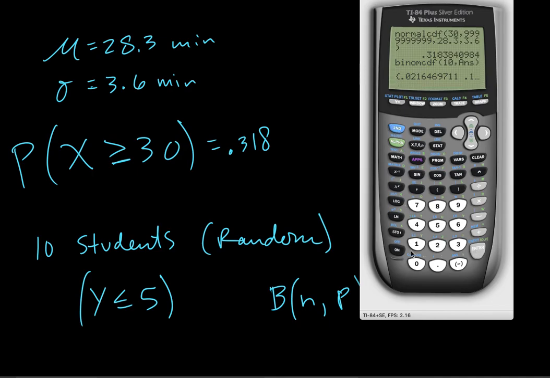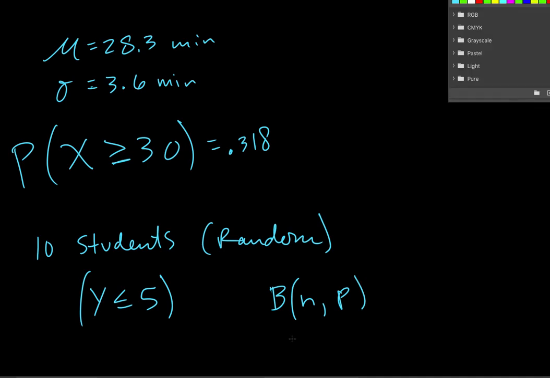Okay. So I'm going to go second catalog, binomial. So binomial CDF. There were 10 things, like 10 students that we chose at random. And then the probability of getting a success was 0.318. And then we need to tell it how many we chose. So we chose 5. And that gave us 0.938.